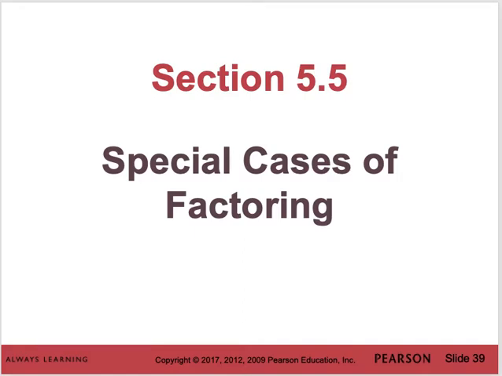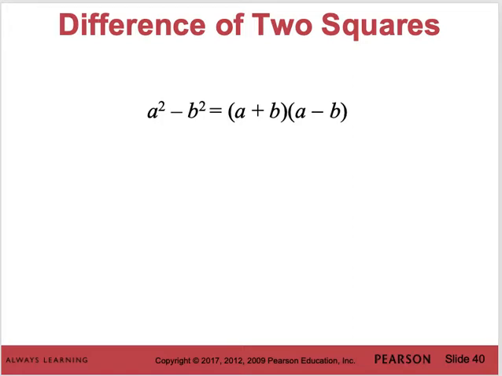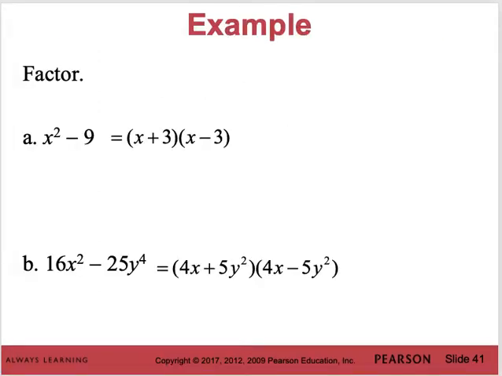5.5 on special cases of factoring. So we'll start with the difference of two squares. A squared minus b squared is equal to a plus b times a minus b. So here is an example.